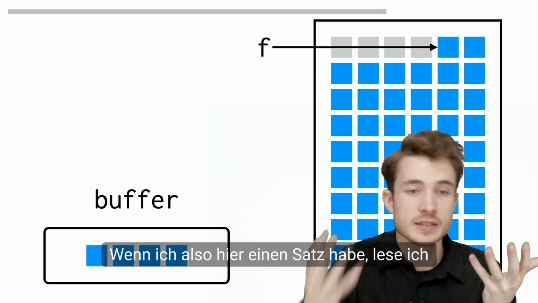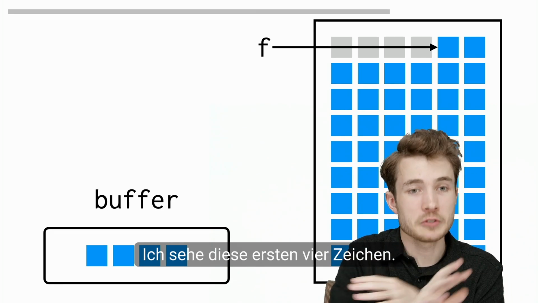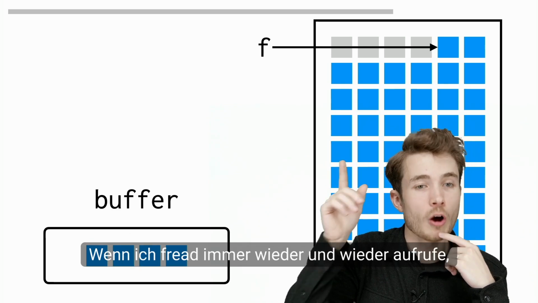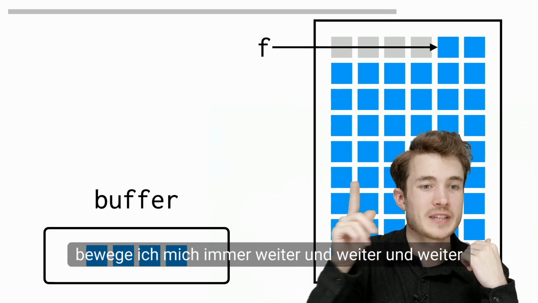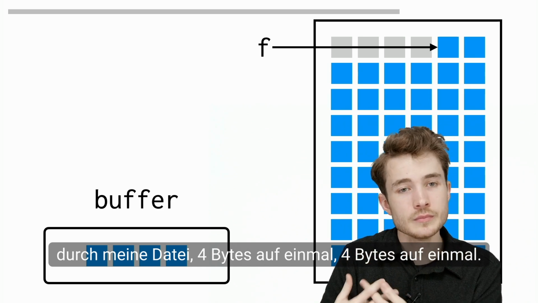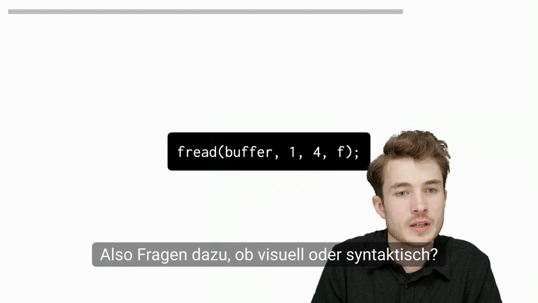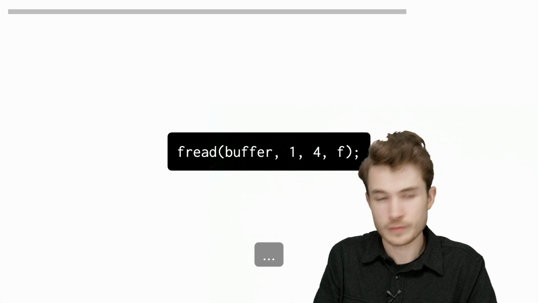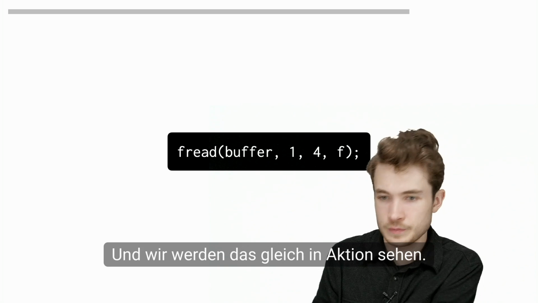So if I have some sentence here, maybe I'm reading it 4 characters at a time, I see those first 4 characters, my file pointer gets updated and points to the rest of my file. If I call fread again and again and again, I'll keep moving further and further down my file, 4 bytes at a time. So questions on this, whether visually or syntax-wise, this is our final call or usage of fread. And we'll see this in action in just a bit.